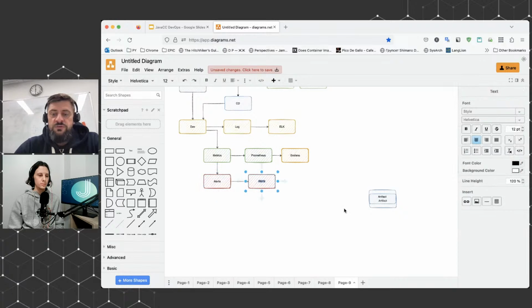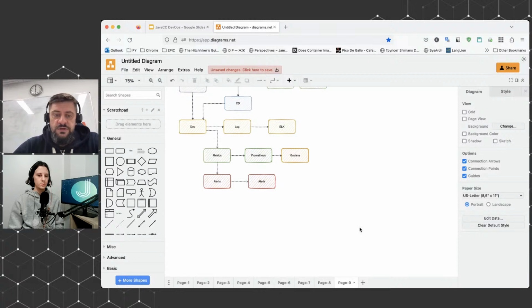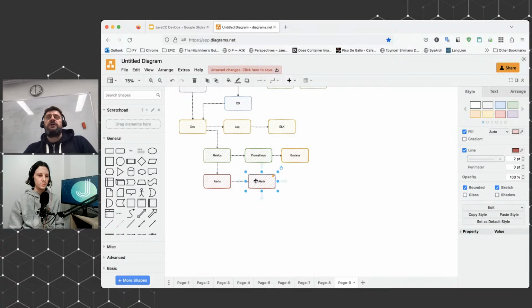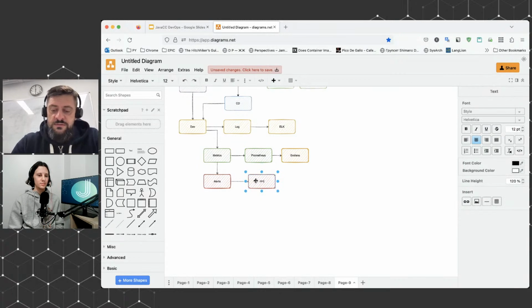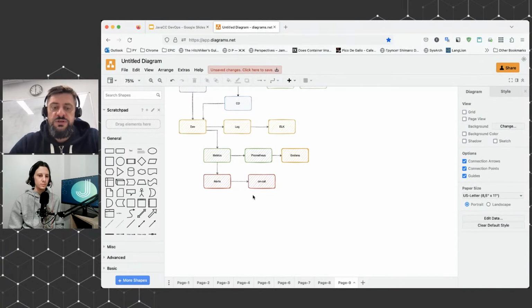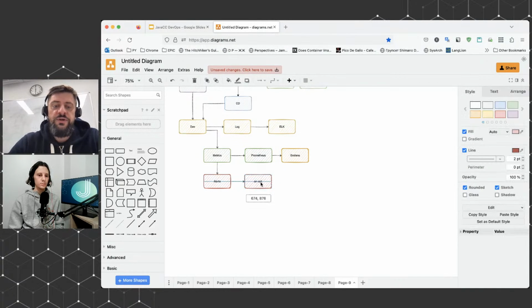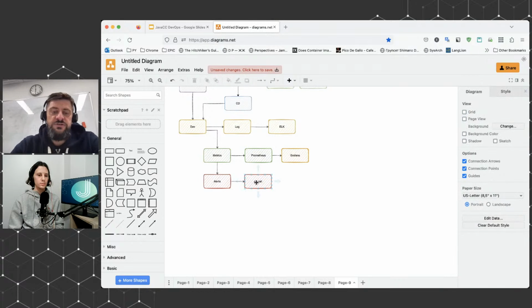For example, you need to define an on-call process, meaning that somebody should be on duty and responsible for this alert, for reacting to this, to start the investigation.